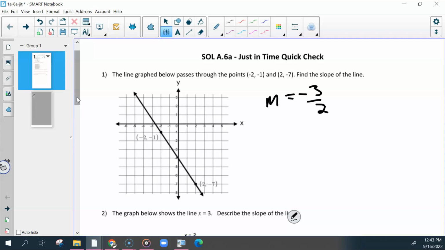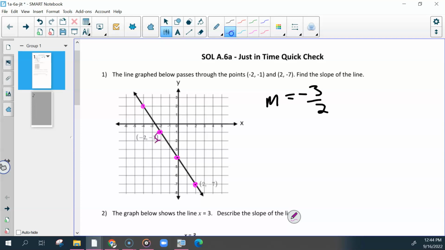So for this one, you could do one of two things. Either count or use the formula. So either or, it doesn't matter. If we are counting, there are 2 points that are on there for you. But you didn't have to use those two. There are others. And then you are going to pick whatever 2 points you want and count up or down first and then left or right. So let's say I did the 2 points that they said.